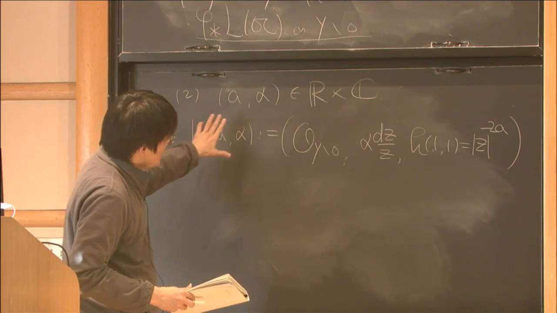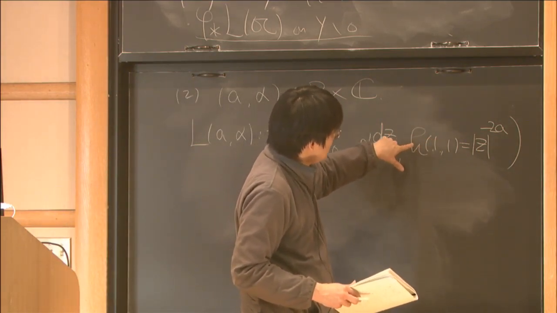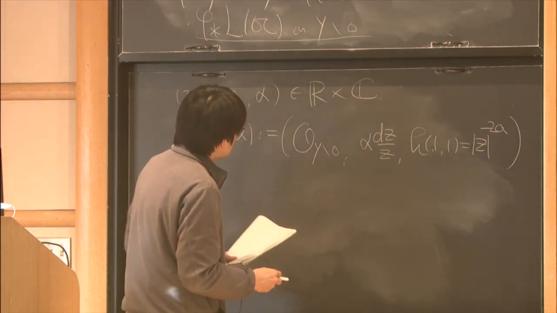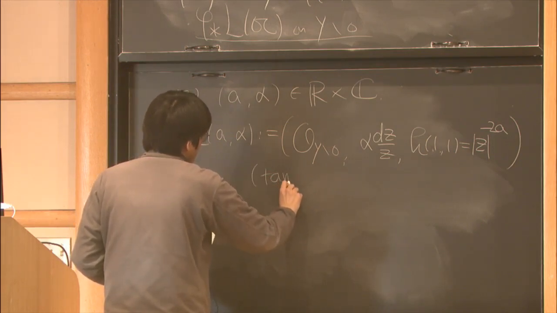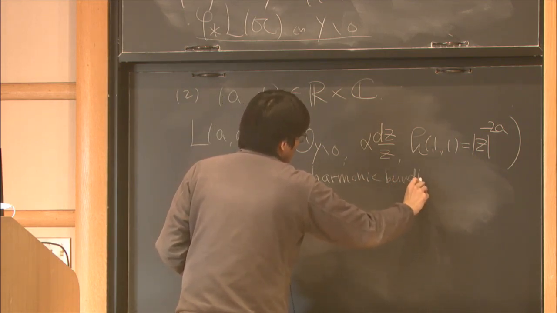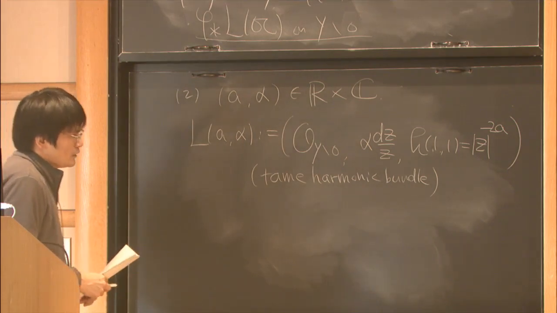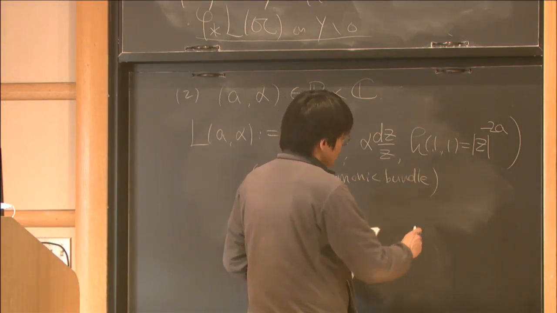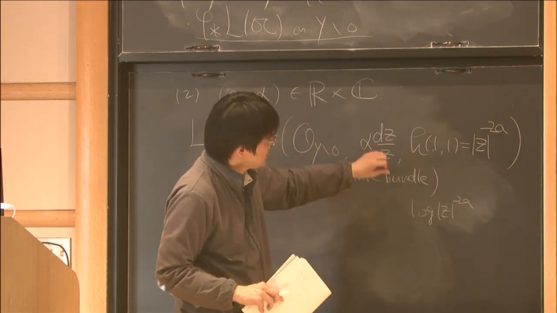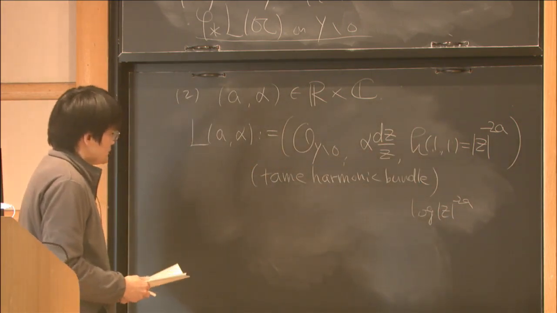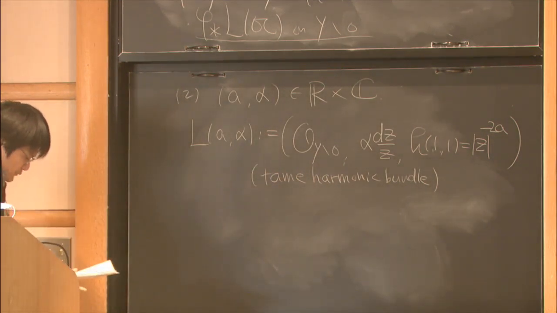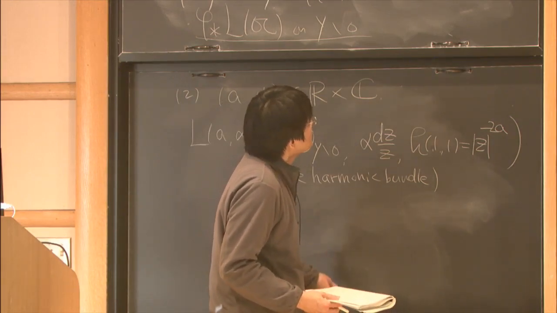Then again, this is easy to check. This gives harmonic bundles, and in this case, this is actually tame harmonic bundles. In this case, the log of |z| to the power minus 2a is a harmonic function, so it's easy to check. The curvature of this connection is trivial. And so we have this example.